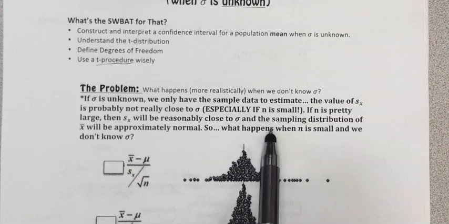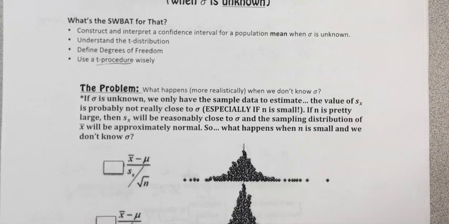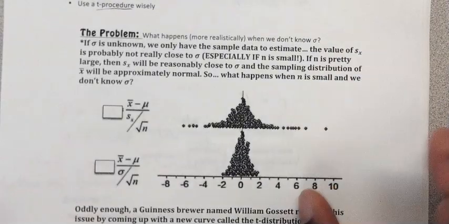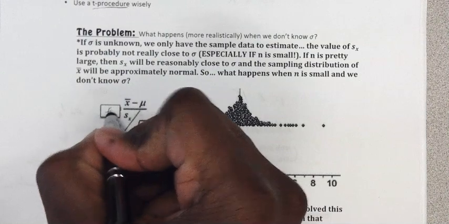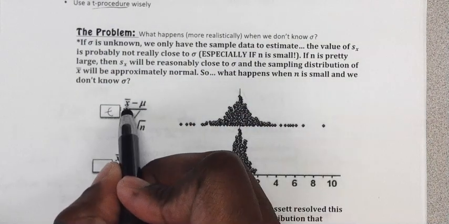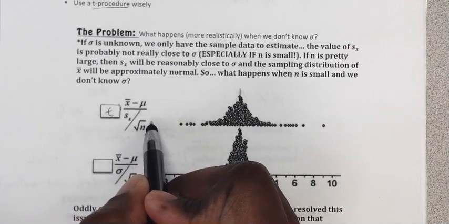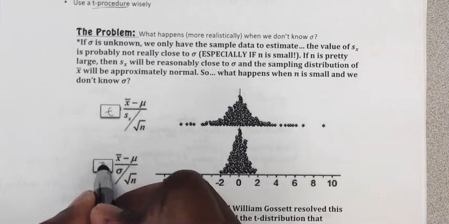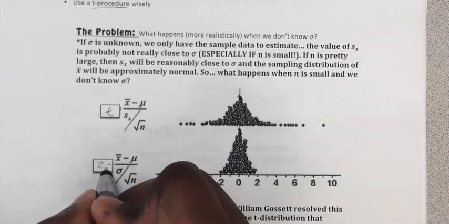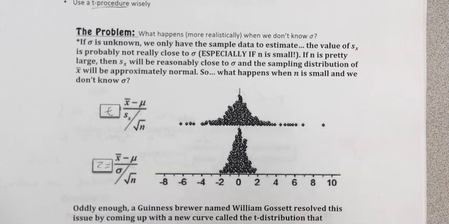So what happens when n is small and we don't know the standard deviation? This is what we know. This is our formula for t, a formula to find the value of t. Basically, our sample mean, take away our population mean, divided by our sample standard deviation divided by the square root of n. And then this is the formula for z. We're looking at z. This is the formula for it: our mean, subtract our population mean, divided by the standard deviation.